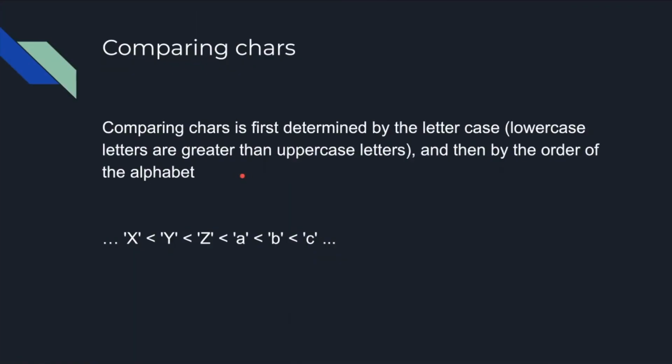So now we're getting into comparing chars and strings. If you want to compare two characters, then you first need to determine the letter case. Lowercase letters are greater than uppercase letters. And if you have two characters that are of the same case, then you compare them using the order of the alphabet. So uppercase X is less than uppercase Y, which is less than uppercase Z, which is less than lowercase a, which is less than lowercase b, which is less than lowercase c, and so on.